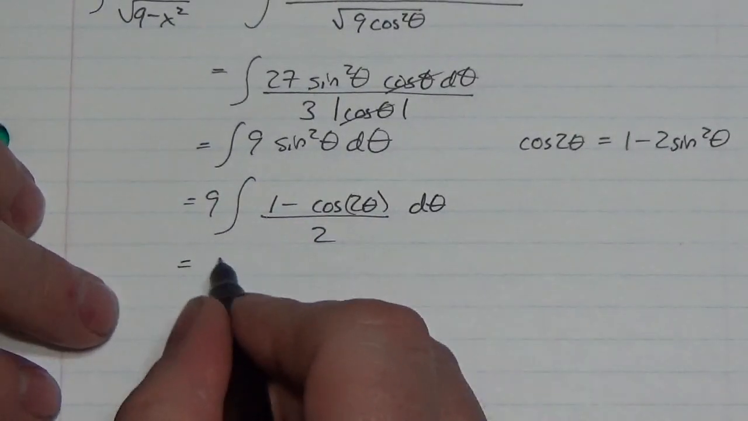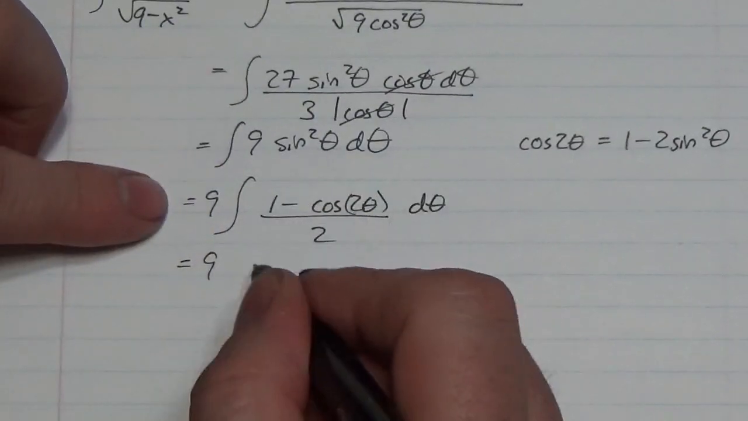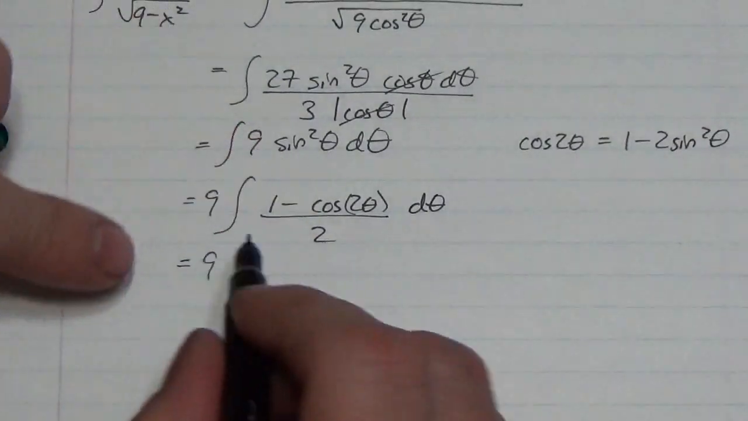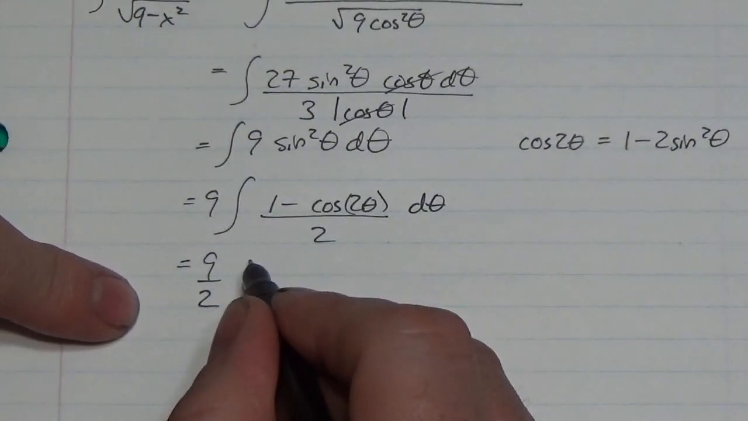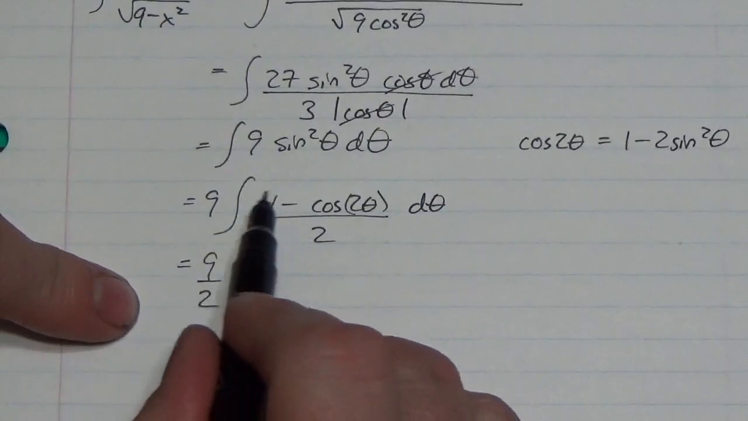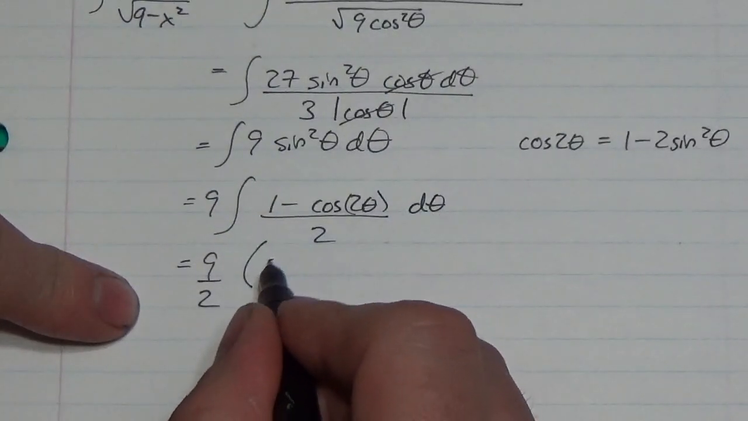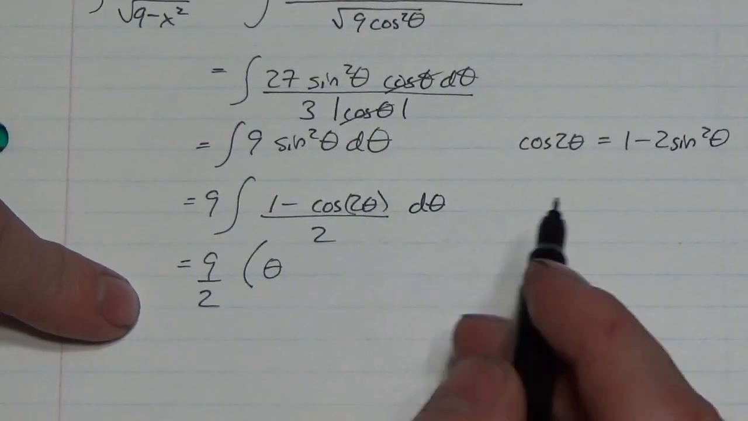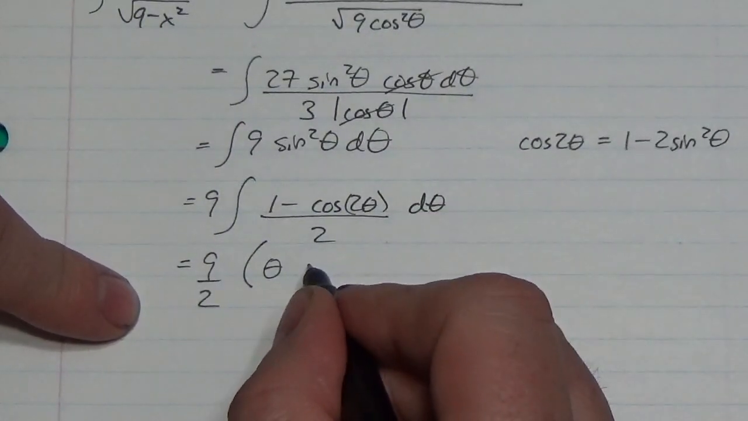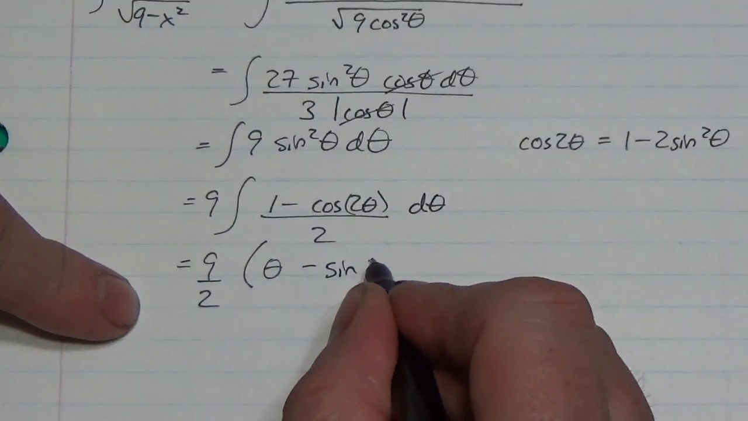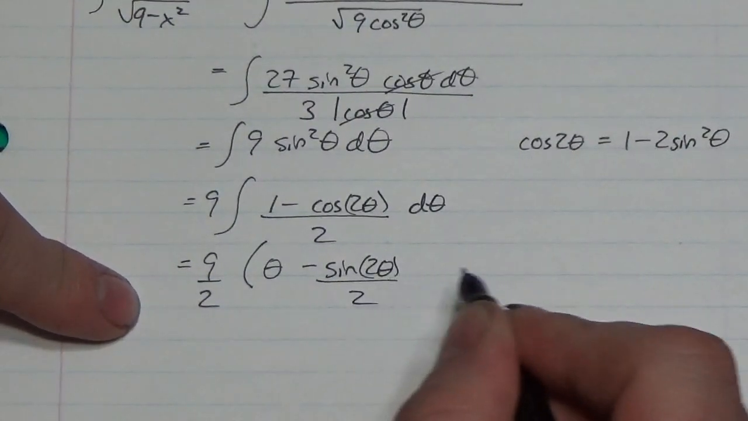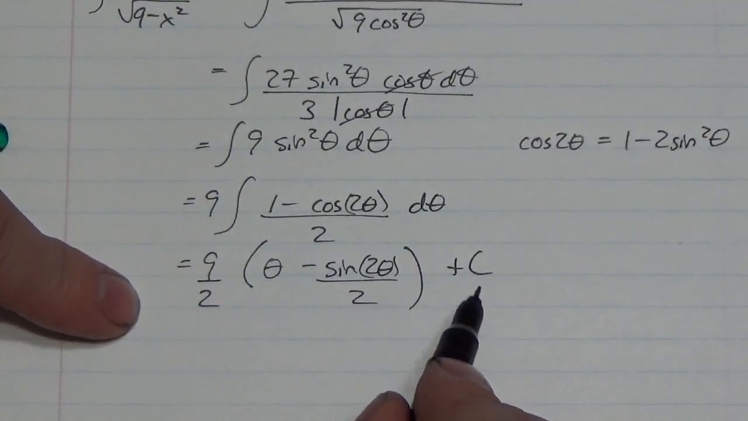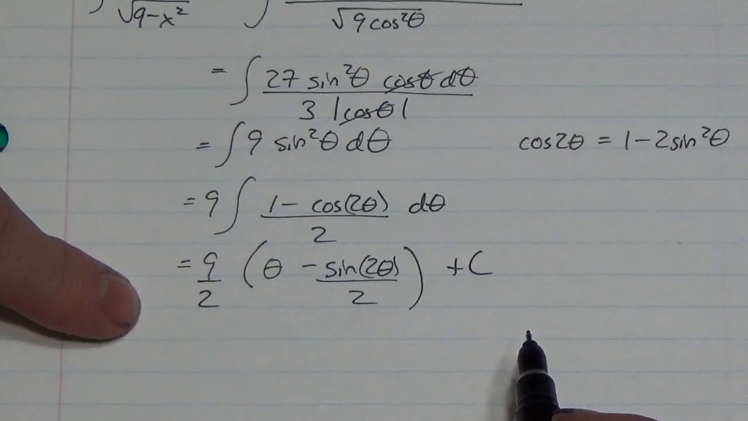And when I take the integral, now that 9, I'm going to be stuck with that 9, so not a big deal here. In fact, I might even take the 1/2 out, so we'll make that 9 over 2. And then what I'm going to get here is the integral of 1 d theta is going to be theta, and the integral of negative cosine of 2 theta is going to be negative sine of 2 theta over 2. And then plus c. Remember, you got to remember the arbitrary constant. Don't ever forget that arbitrary constant.